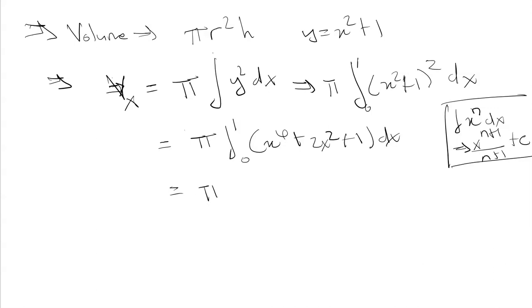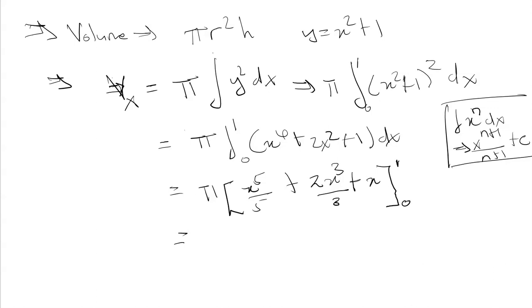So using this formula, we get x to the 4 plus 1, so x to the 5 over 5, plus we have 2 here, x squared, so that's 2 plus 1, x cubed over 3, plus the integral of a constant. 1 here is going to be x, and our region is bounded by 1 and 0.